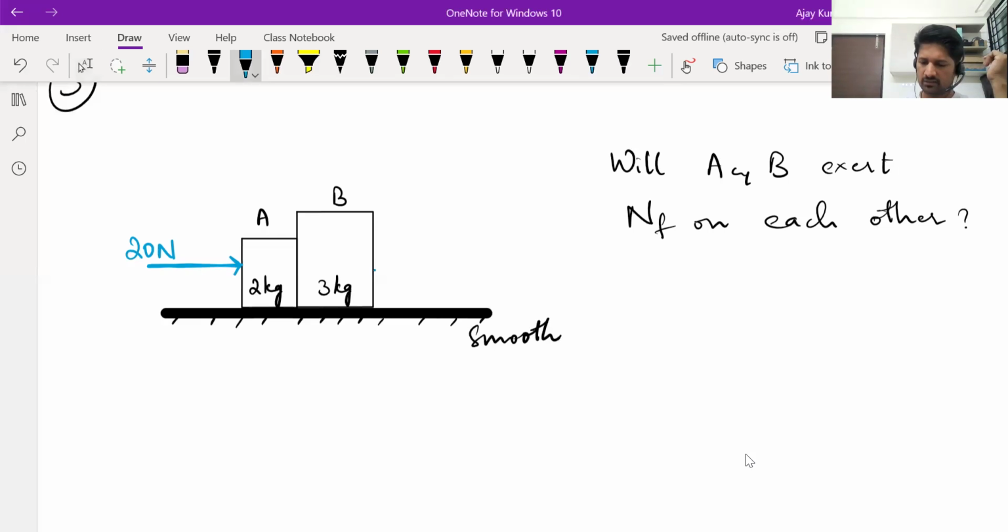What if there was 20 Newton from the other side also? Will there not be normal force between them? In that case also it will be there. Okay, fine.